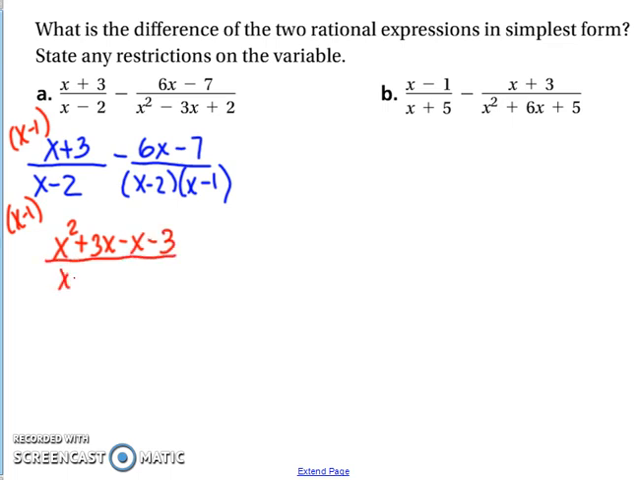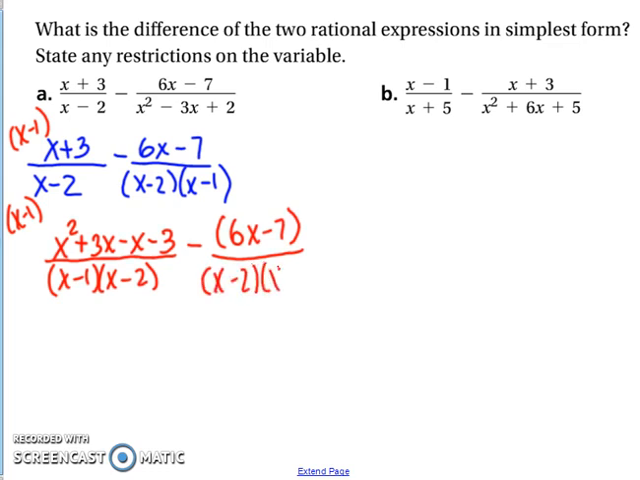over x minus 1, x minus 2 minus, so I'm going to actually put this in parentheses, 6x minus 7 over x minus 2, x minus 1. Now the reason I put it in parentheses is because I'm subtracting, so I want to make sure that I distribute that negative sign to both the 6x and the -7. So I'm going to simplify the top now.